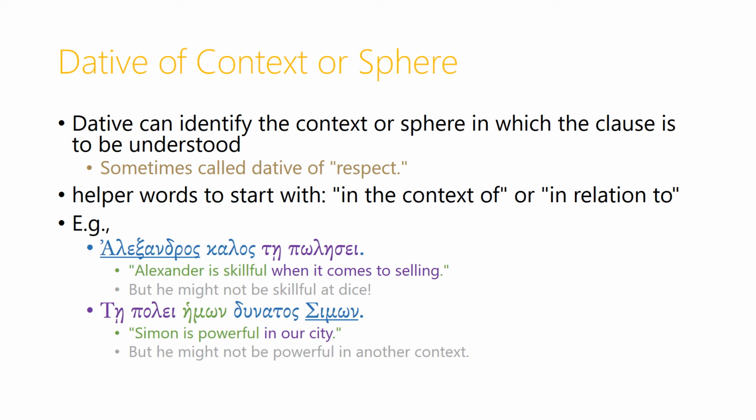Similarly, te pole hemon dunatos Simon. Simon is the subject. He is powerful. This is another verbless clause. He is powerful te pole, in relation to or in the context of the city. And which city? Te pole hemon, our city. But he might not be powerful in the context of another city or in the context of the countryside.